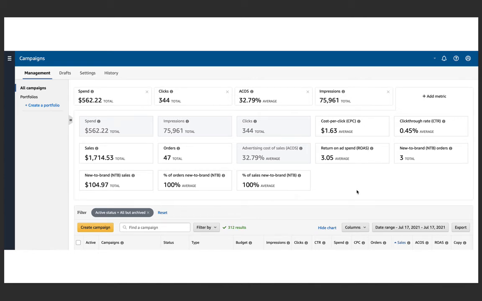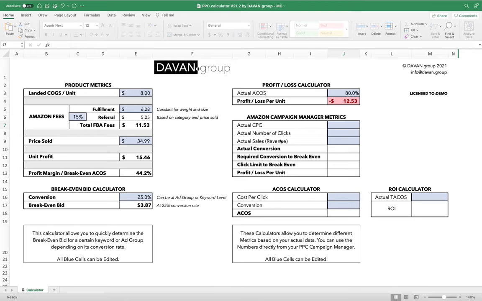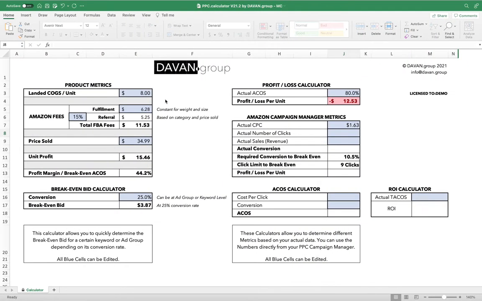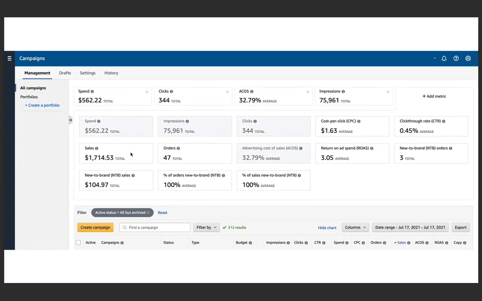So the first one that we needed was our cost per click, so $1.63. So we'll go back and we'll enter that. Then the number of clicks, we had 344. And the actual sales, we got $1,714.53.